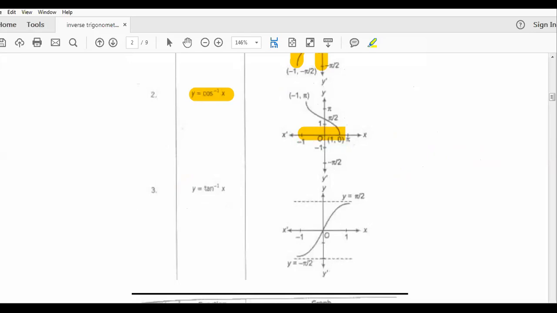Now we come to the next one. Tangent inverse x. One function is tangent inverse x. Now what is our domain and what is our range? Now tell me. Now look here.